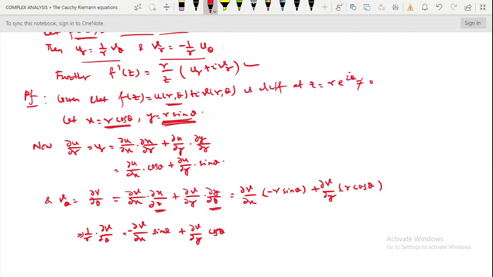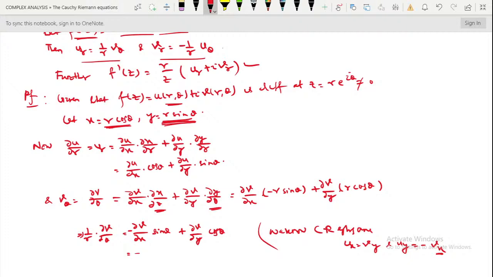Now applying the shear equations here. What will happen if we apply the shear equations? We know the shear equations are: u is equal to vy and u equal to minus vx. So in place of vx, I will put minus uy.